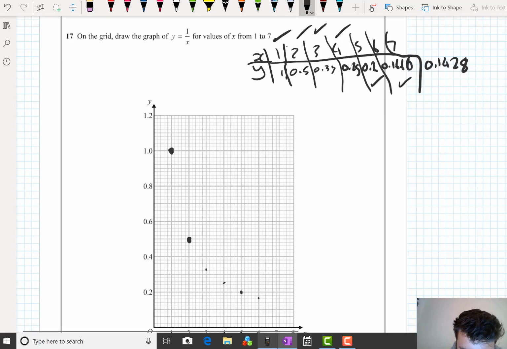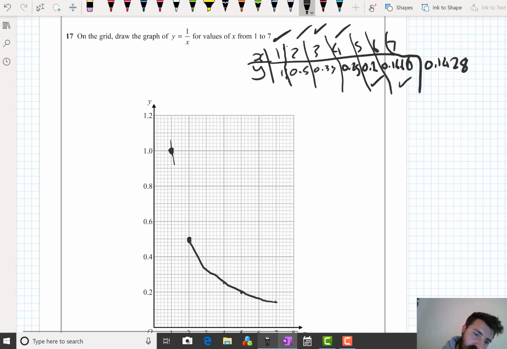Right. Now this is what you call a reciprocal graph. So you want a nice smooth curve. It does not look like that. So your points, you want to join smoothly together. Do you want to go back? Yeah, that'd be nice. Rub you out. Okay, so join them smoothly, smoothly, smoothly.